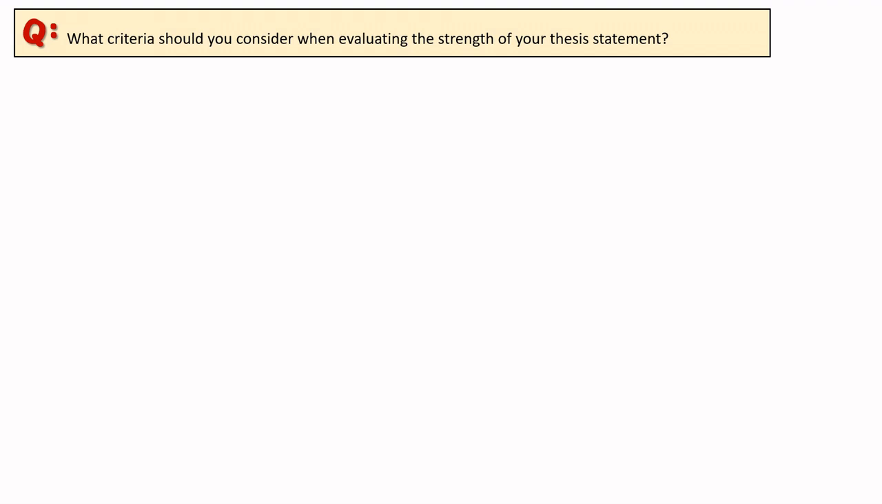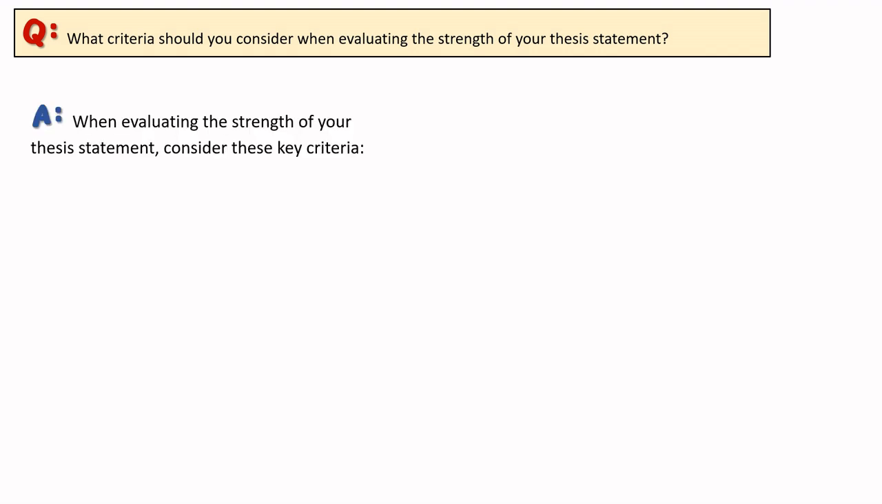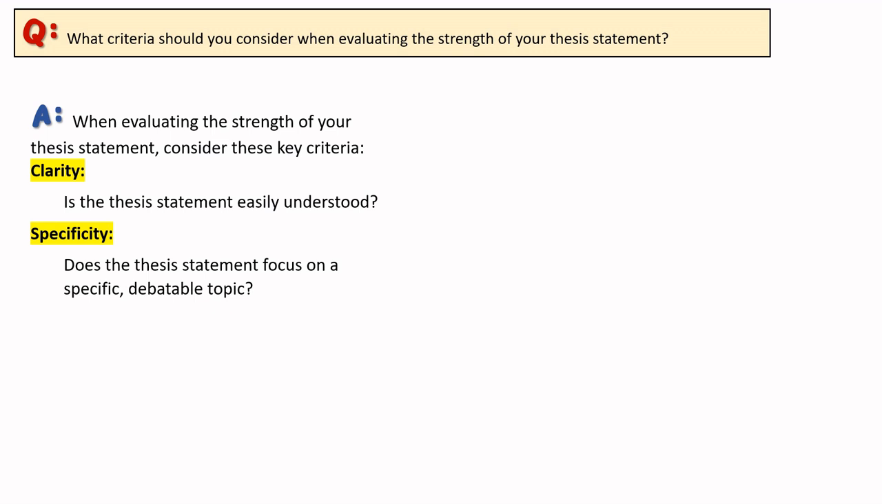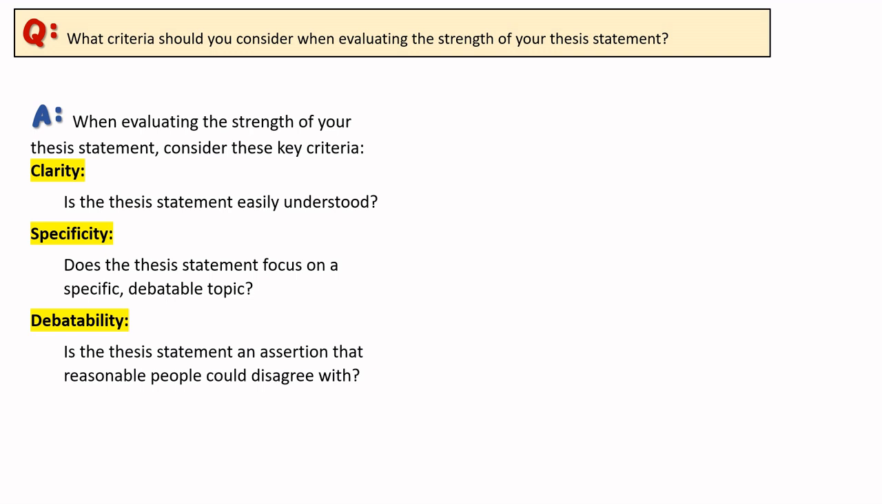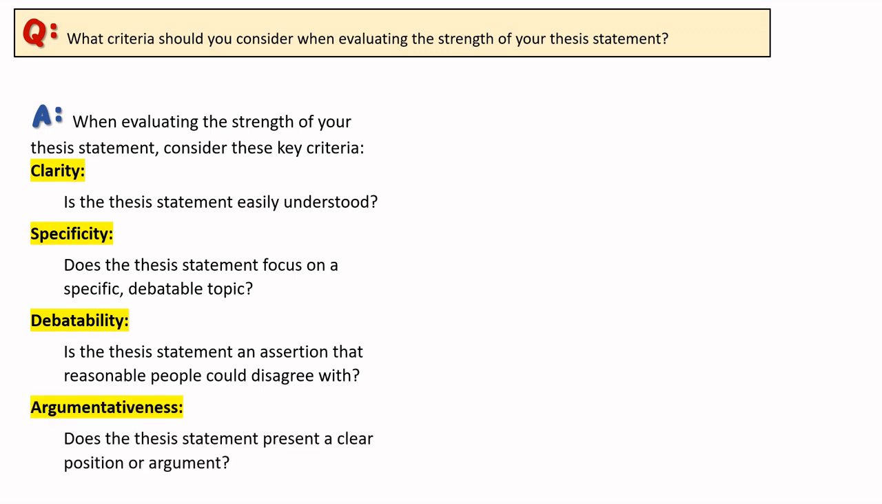Question: what criteria should you consider when evaluating the strength of your thesis statement? Answer: when evaluating the strength of your thesis statement, consider these criteria. Clarity. Is the thesis statement easily understood? Specificity. Does the thesis statement focus on a specific, debatable topic? Debatability. Is the thesis statement an assertion that reasonable people could disagree with? Argumentativeness. Does the thesis statement present a clear position or argument?